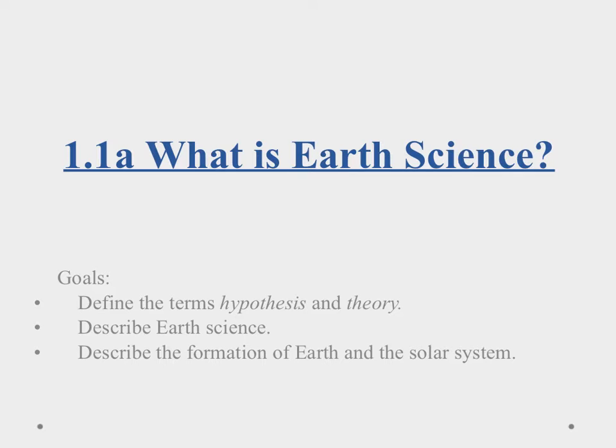We're going to go through all the lessons and I'll give you a brief overview of what to expect as you go through the lesson. Our first lesson in the course is what is earth science. So simply, our goals for this video and for the lesson are to define the terms hypothesis and theory, to describe what earth science is, and then finally to describe the formation of the earth and the solar system.